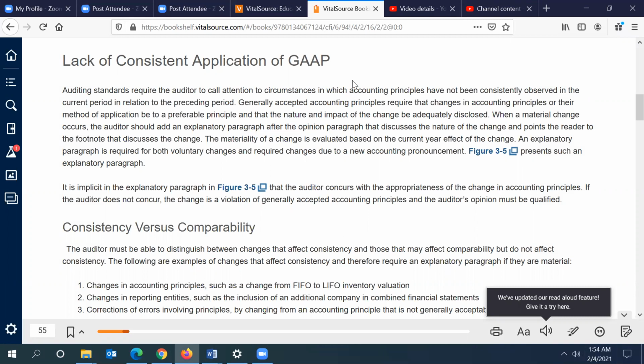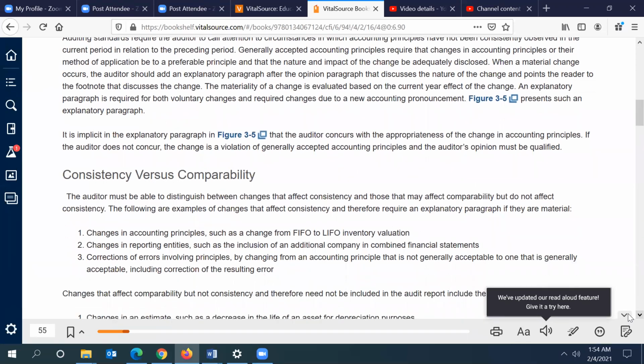So lack of consistent application of GAAP, we come to this section about consistency versus comparability. So we see that the auditor must be able to distinguish between changes that affect consistency, accounting principles that is. So there's a change of accounting principle, and those that may affect comparability but do not affect consistency. And the following are examples of changes that affect consistency and therefore require an explanatory paragraph if they're material. If they're not material, we don't worry about them.